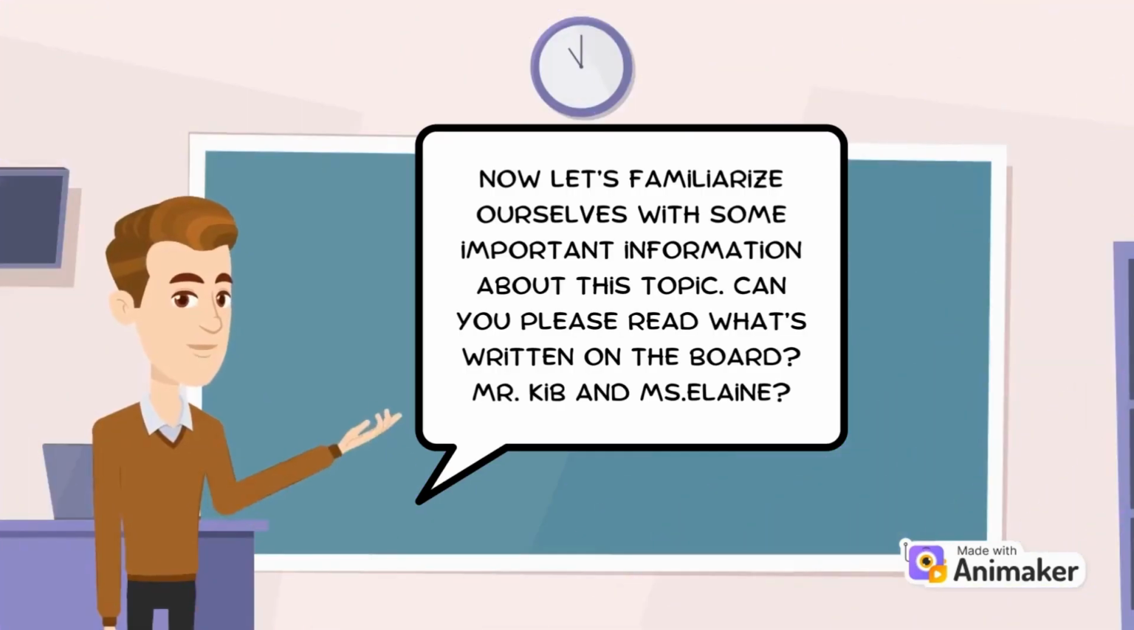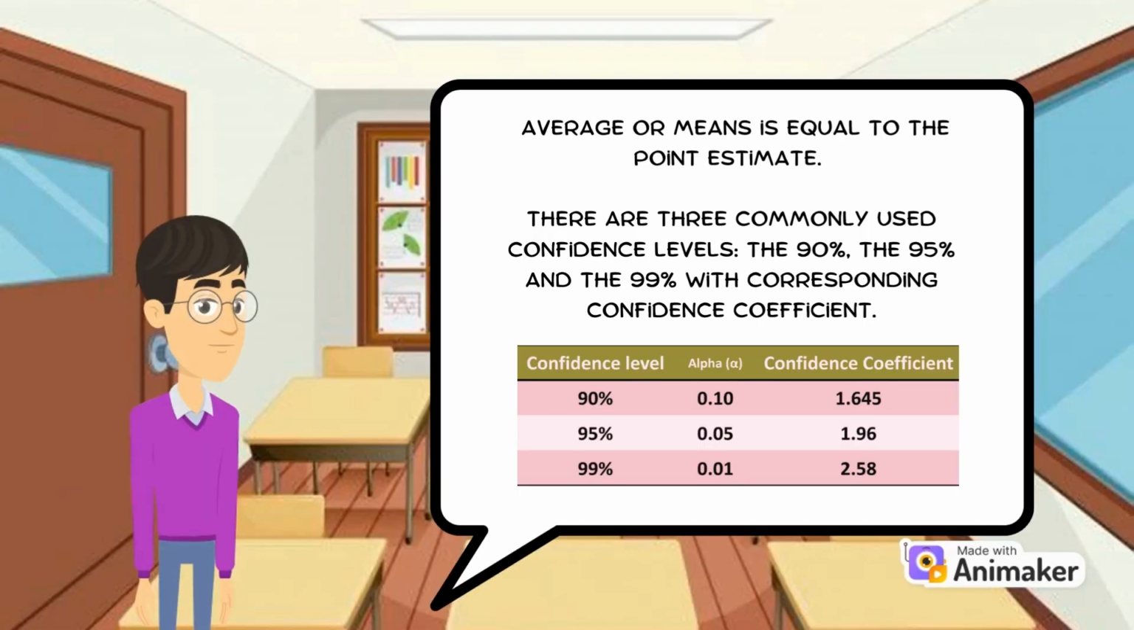And now, let's familiarize ourselves with some important information about this topic. Can you please read what's written on the board, Mr. Kib and Miss Elaine? Average or mean is equal to the point estimate. There are three commonly used confidence levels: the 90%, the 95%, and the 99%, with corresponding confidence coefficient.